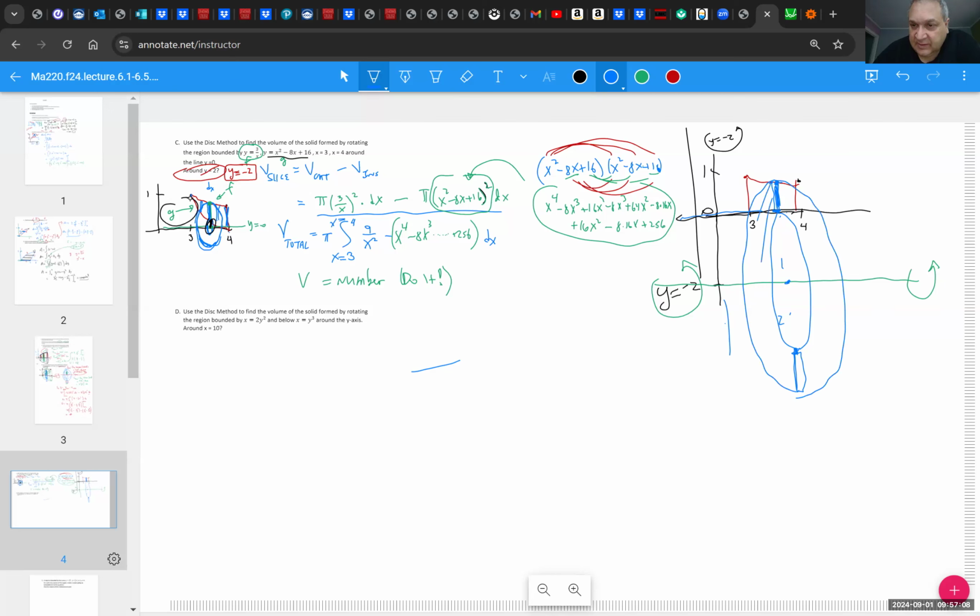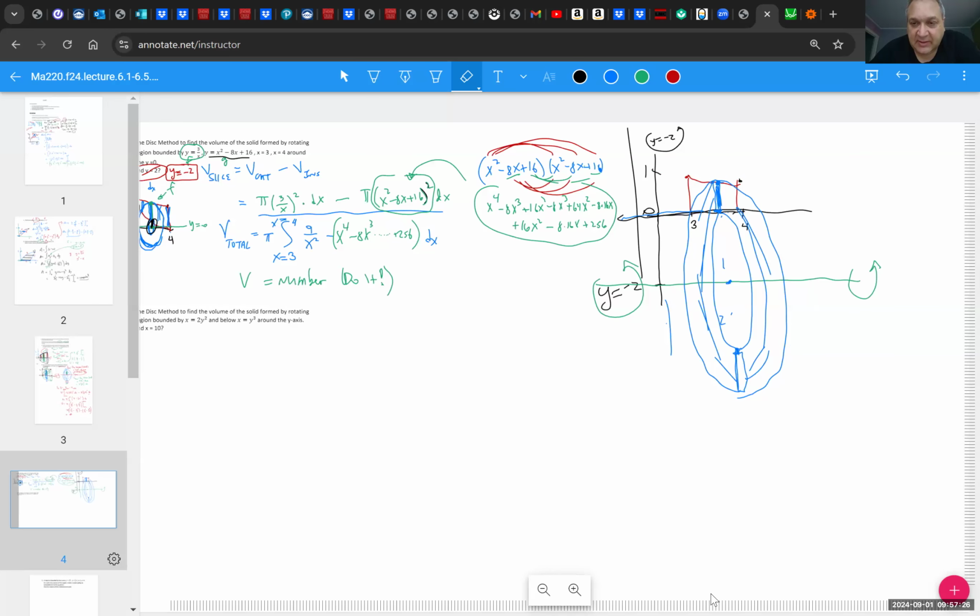So this is my disk, right? It's a big disk with a hole in the middle, so a washer technically. And then we're going to set up the integral for this thing. Okay. We almost got it. Trust me. You may think it looks complicated. We almost got it, really.